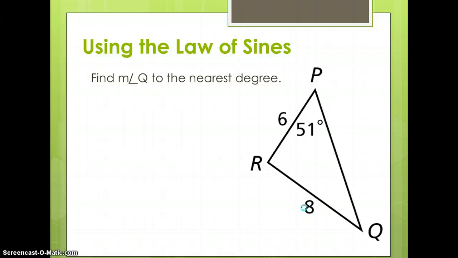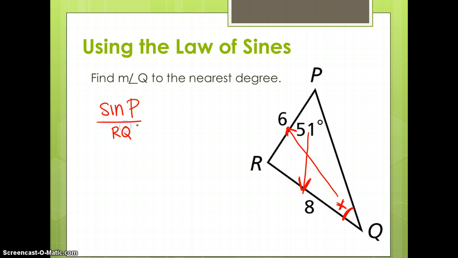So if we want to find the measure of angle Q, we want to do that same... So we have, there's our variable, what we're looking for. We have that same general setup. You want to match up angle with a side across from it, angle with a side across from it. So we're going to set up law of sines with sine of angle P over RQ, because that's the side opposite it, and sine of angle Q over PR.